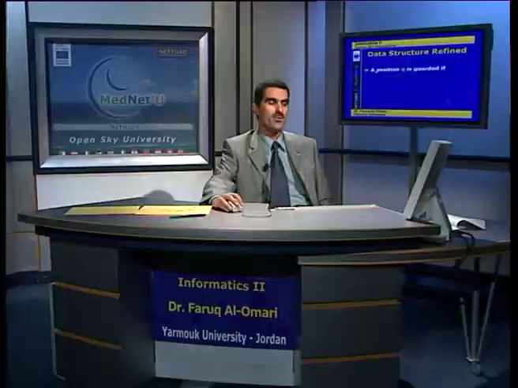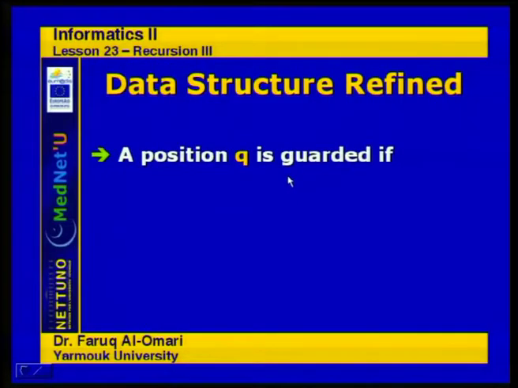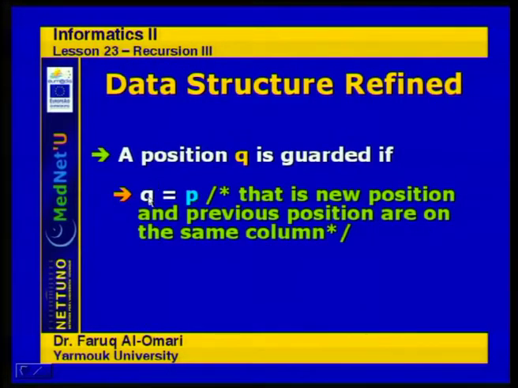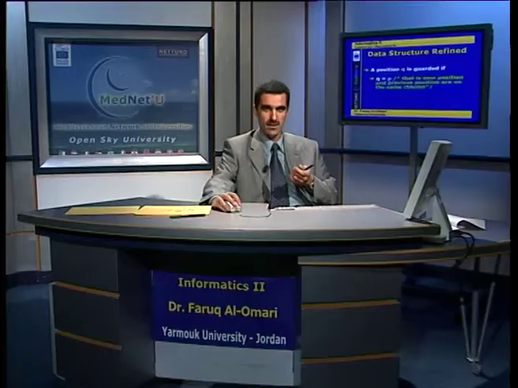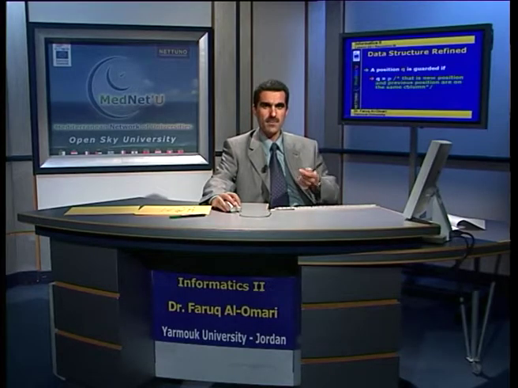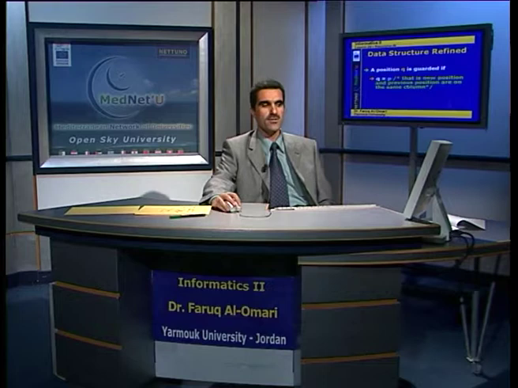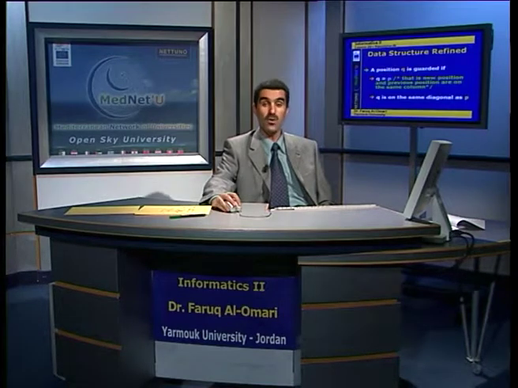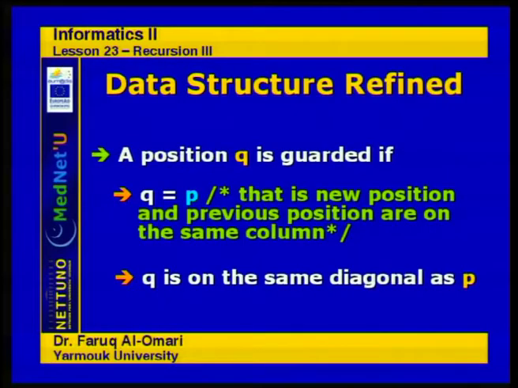Okay. A position Q is then guarded if Q equals P. All right? That is, a new position and the previous positions are on the same column. So if the new position is on the same column as the previous one, then that's guarded. Or if Q is on the same diagonal as P.